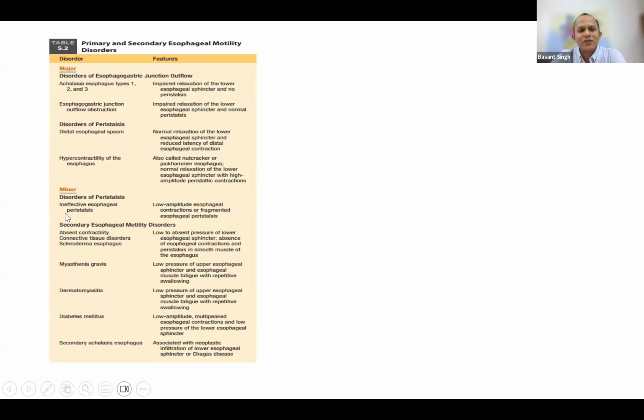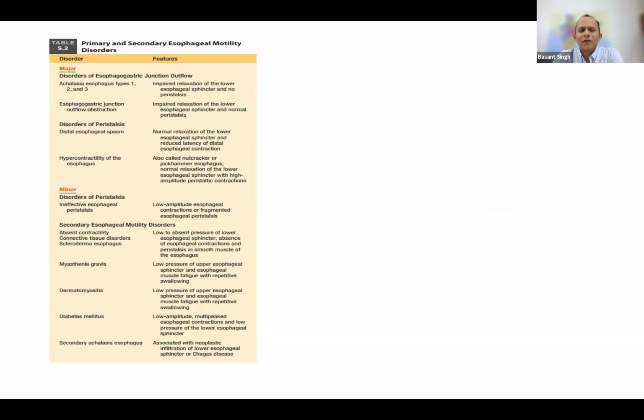So IEM is disorder of peristalsis, and you have this low amplitude contractions or fragmented esophageal peristalsis. The answer would be D, obviously. Okay, because dermatomyositis is a low pressure of the upper sphincter. So myasthenia gravis, dermatomyositis, involvement of the upper sphincters, and this is secondary achalasia, which we're not talking about. And scleroderma affects your lower sphincter. Okay. So remember all these things also. Secondary motility disorders of esophagus. They have not asked, so it can be asked in NEET SS also.